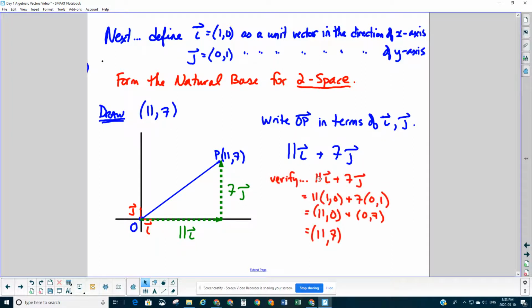Now, I can prove to you that this is actually the same thing by saying 11 i's. Well, if I have 11 of these little 1, 0s, I would have 11, 0. And if I had 7 of the little 0, 1s, I'd have 0, 7, and I add those together, and I would get 11, 7. Okay, so there's a little proof of the fact that this and this mean the same thing.